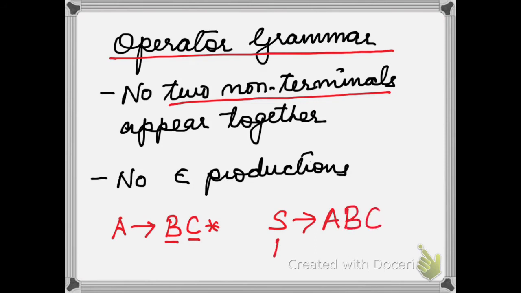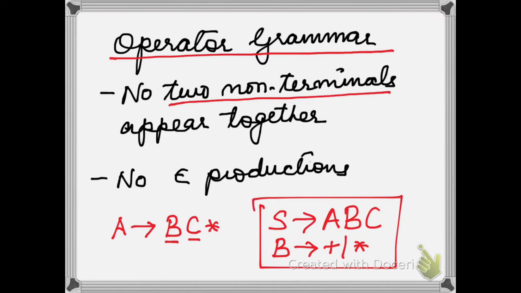Similarly, I cannot have something like this. We are using the convention that capital letters represent non-terminals and small letters represent terminal symbols. So if I have a grammar like this, it is not an operator grammar because more than one non-terminal appears together. Also, the second rule is that there are no epsilon productions. So you cannot have a production like A derives epsilon. No production of this type should appear.